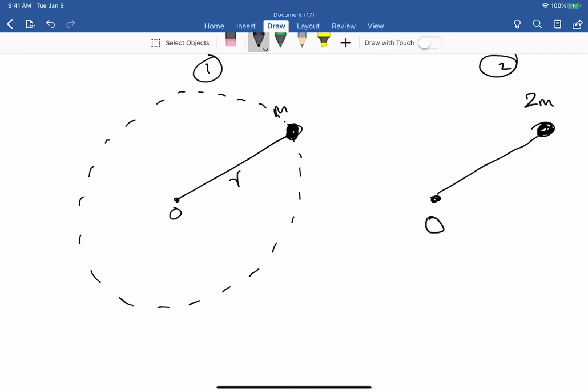You would probably guess that it's going to be harder, and you're going to be right. It's in fact going to be twice as hard to rotate this to the same angular velocity in the same amount of time, right? So we say that the rotational inertia in the second case is greater than in the first case. The rotational inertia is a measure of how hard it is to change the rotational state of an object.